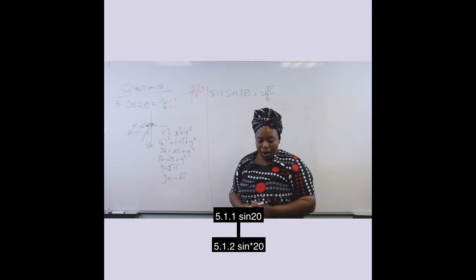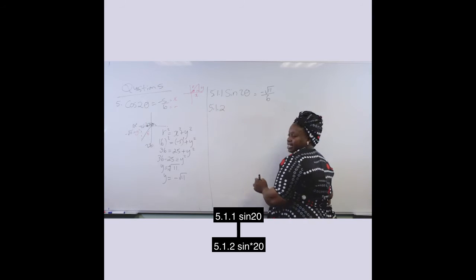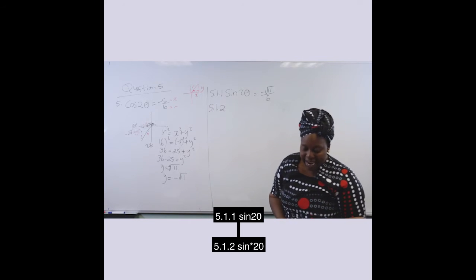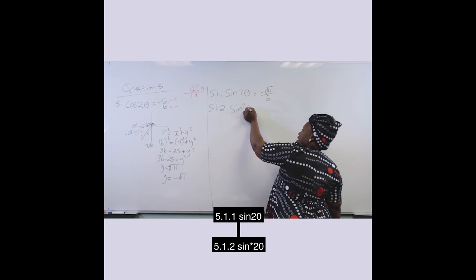Okay, 5.1.2. So let's go to 5.1.2. They said you must find what? Sine squared of theta. Sine squared theta.